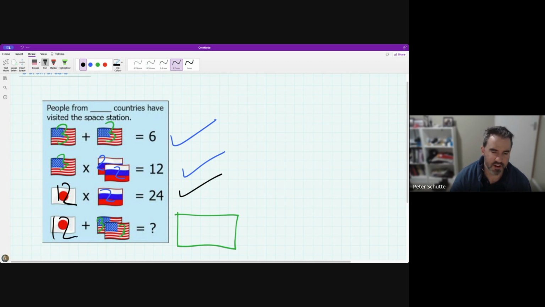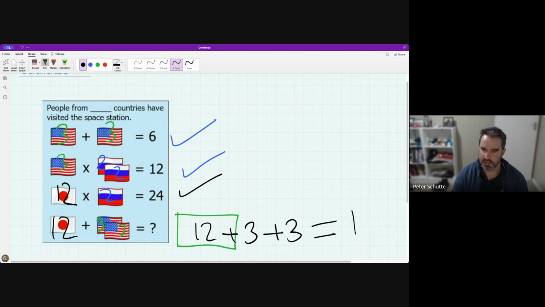So what is the final answer going to be? How many countries, or people from how many countries have visited the space station? Well, we have 12 plus 3 plus 3, which would be what? Because there's a 3 and a 3. There's 2 flags there. So I think there must be 18 countries. Yeah. And Silicani agrees with me. So 8 people from 18 countries have visited the space station.